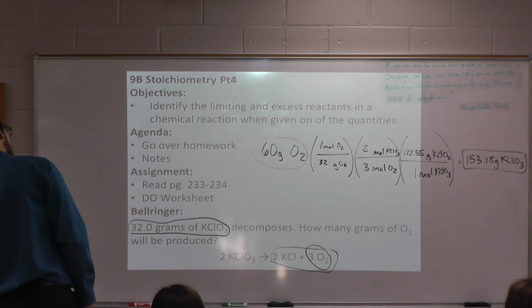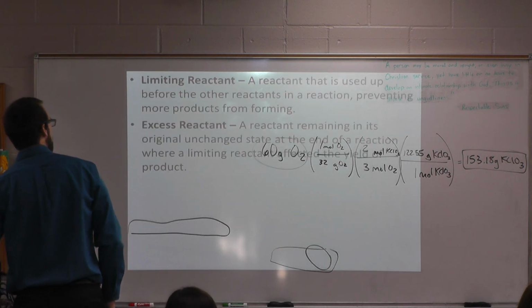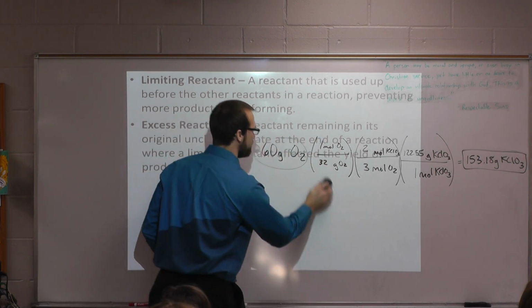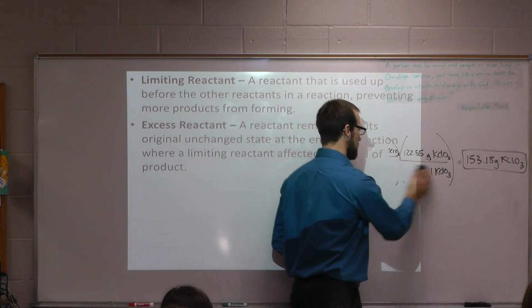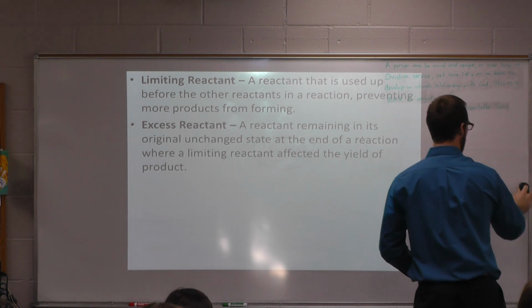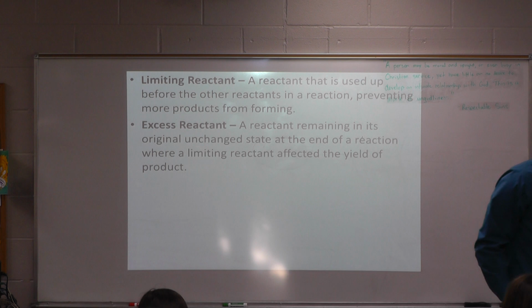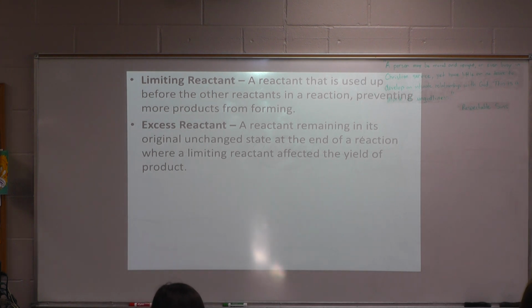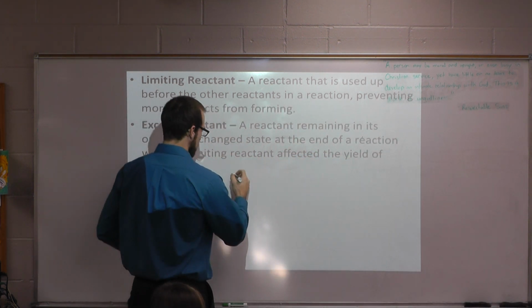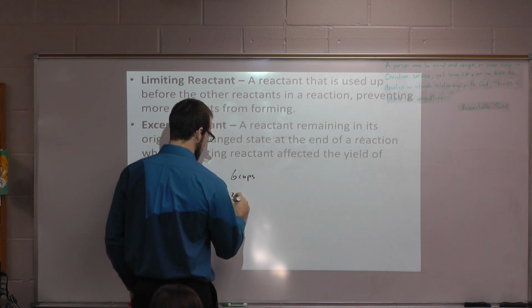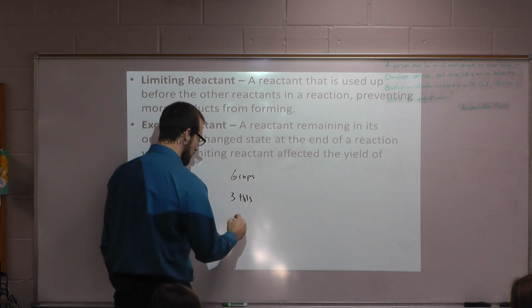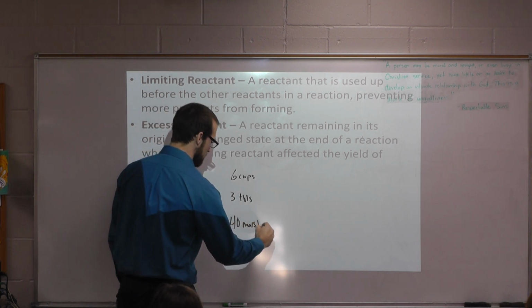So, you ready to do limiting reactants? Something we haven't really touched on yet? Okay, I can go back to our Rice Krispie example. I don't remember the exact amount. Let's see if I remember. What was it? 6 cups, 3 tablespoons, and what was the other thing? 40 marshmallows. Got it?